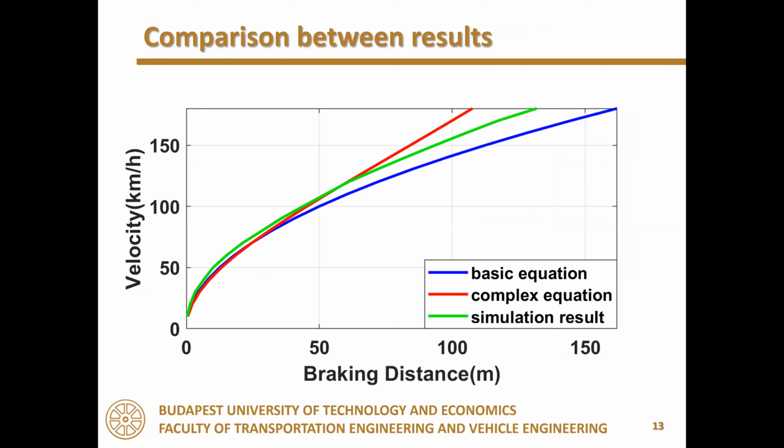After making a comparison between these values, we notice that the braking distance values derived using the basic equation are always bigger than those produced from the other two approaches, as demonstrated in this figure and in the table mentioned before. For velocities less than 100 km per hour, however, the simulation results of the braking system are smaller than the others. Nevertheless, for velocity larger than 120 km per hour, the last braking distance is nearly the same for simulation and complex techniques. For speeds larger than 120 km per hour, the braking distance starts to grow over the complex approach.